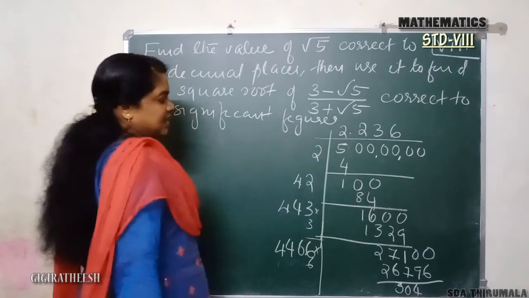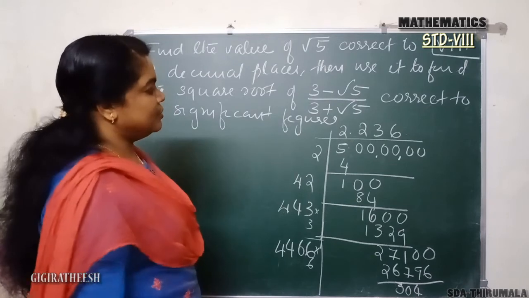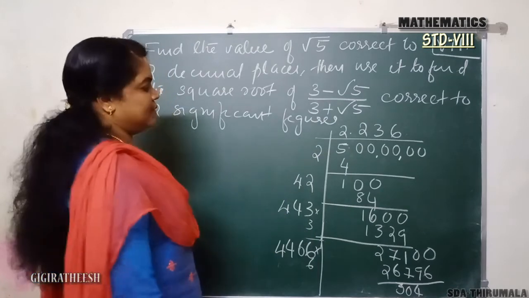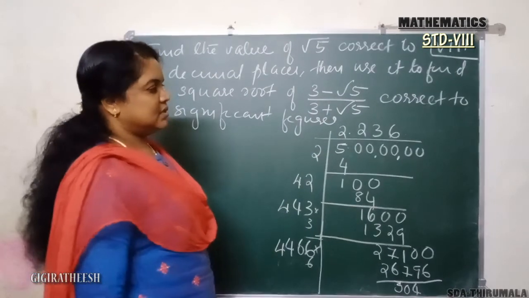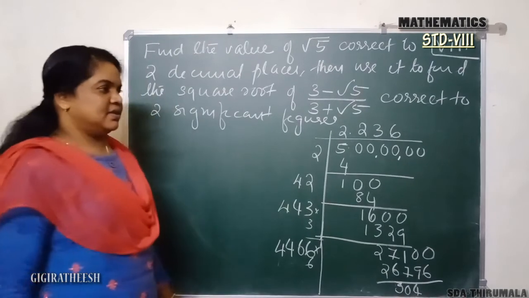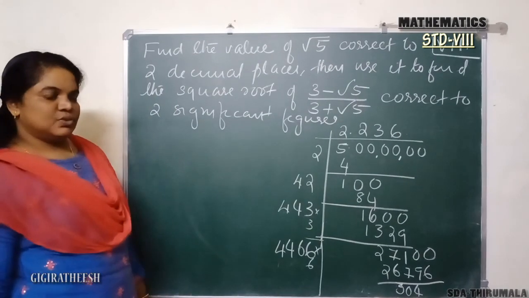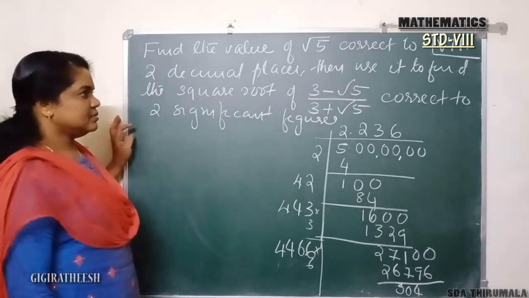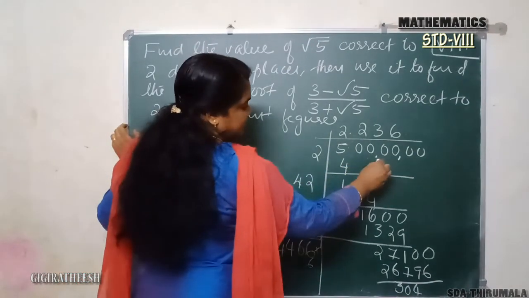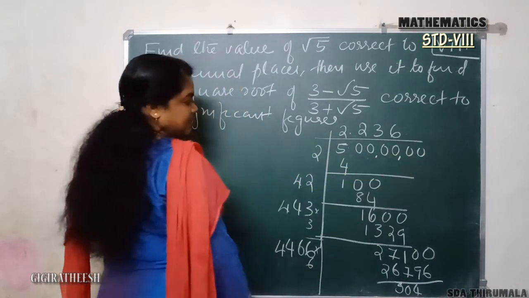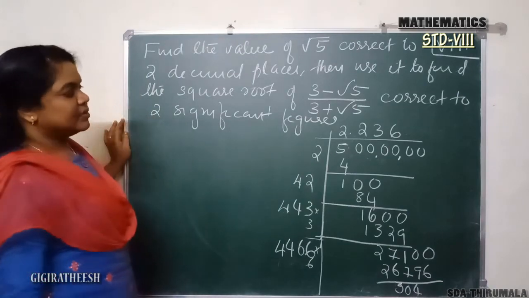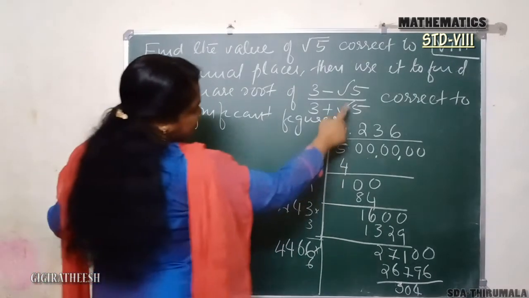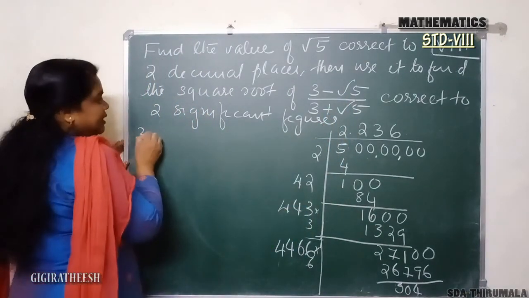This is the decimal value of root 5, that is 2.236. Square root of 5 is equal to 2.236. We can find the value of root 2, root 3, root 5, root 7, etc. by using this division method, putting zeros on the right side after the decimal. Here root 5 is equal to 2.236.